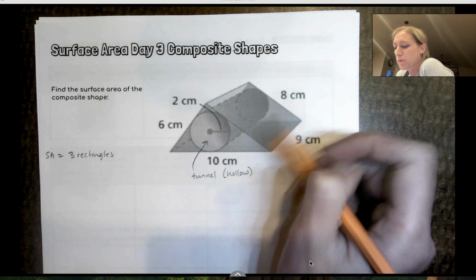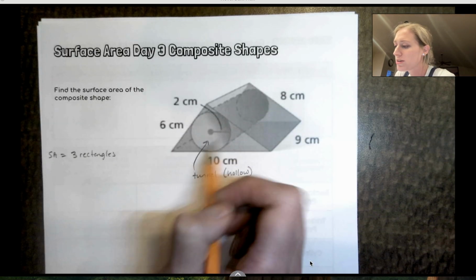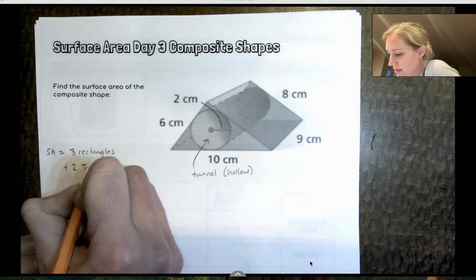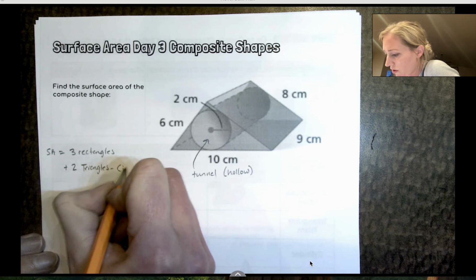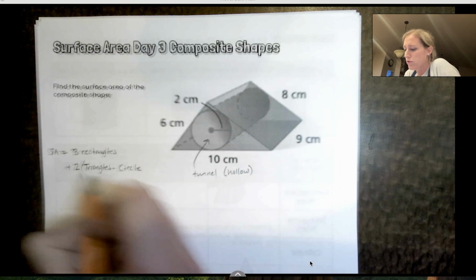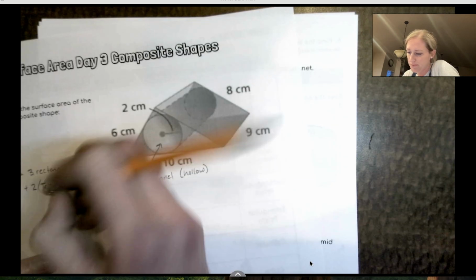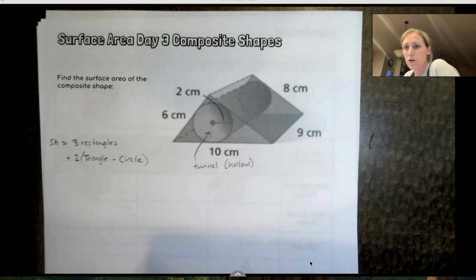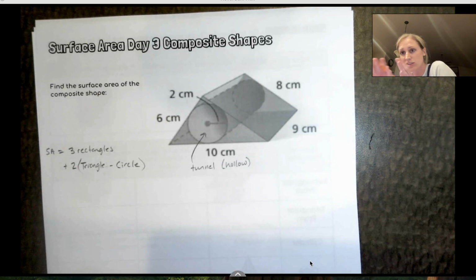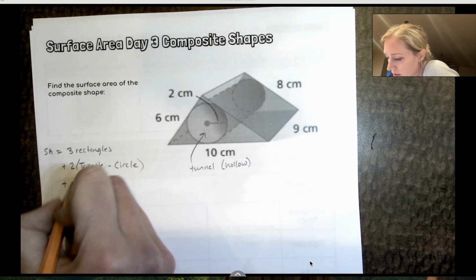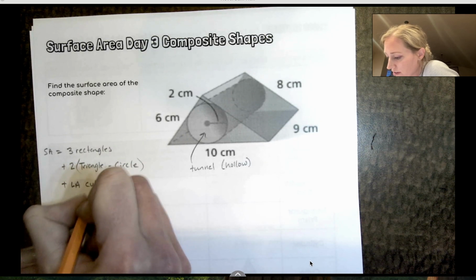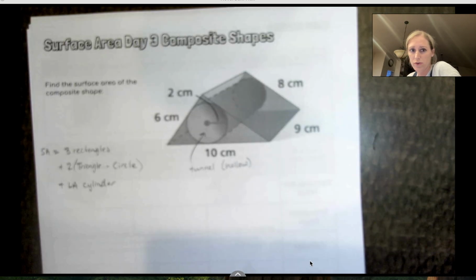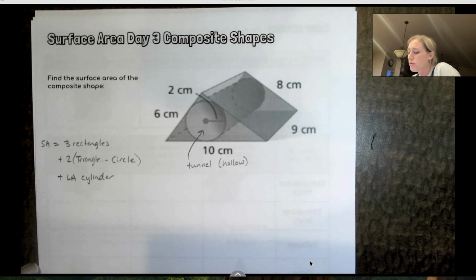We have 2 triangular bases, but the circle is missing. So we are going to add on 2 triangles minus the circle. Then the other thing I have is I could paint the inside of that tunnel. Well, that is the lateral area of a cylinder. It's that wraparound part of a cylinder. So plus the lateral area of the cylinder. That's my game plan, and that will give me a total surface area as I add all those surfaces together. So let's start with the 3 rectangles.